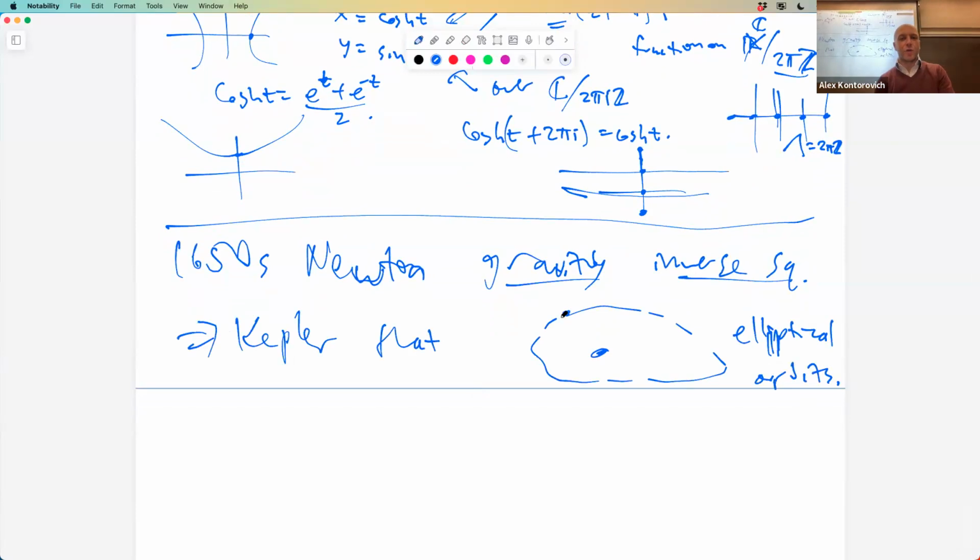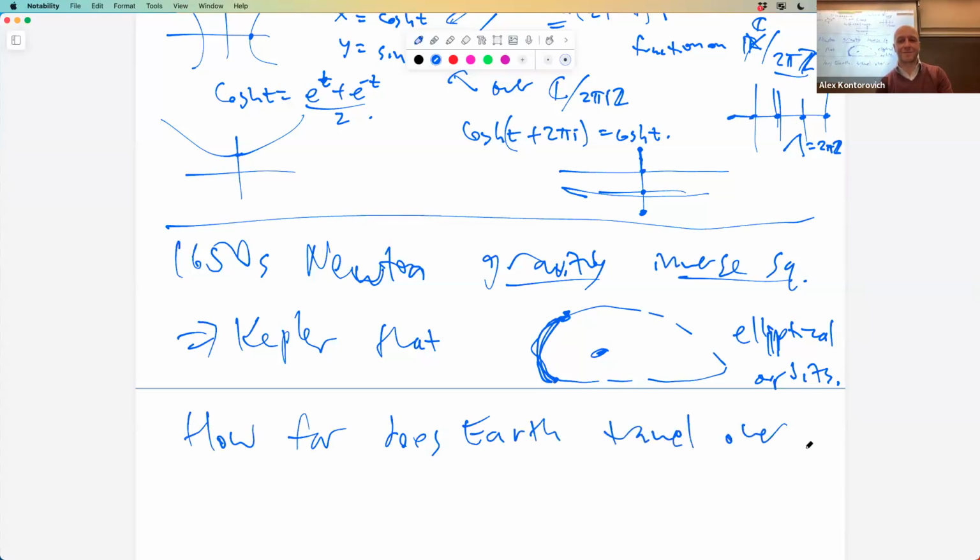Okay. So the very first thing you might want to know is, how far is the Earth actually traveling over a given period of time? How far does a body travel? How far does the Earth, say, travel over time? Well, that's very simple. How would you compute this kind of thing?